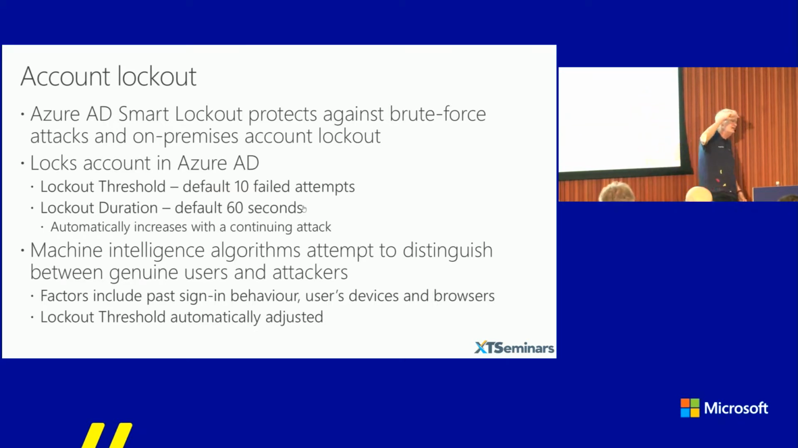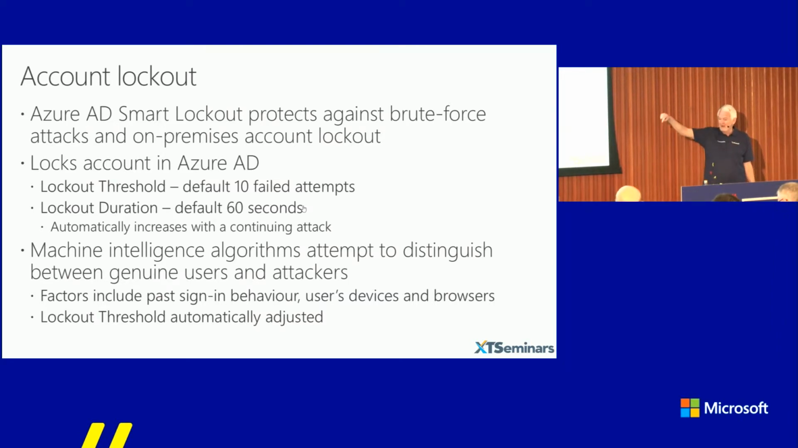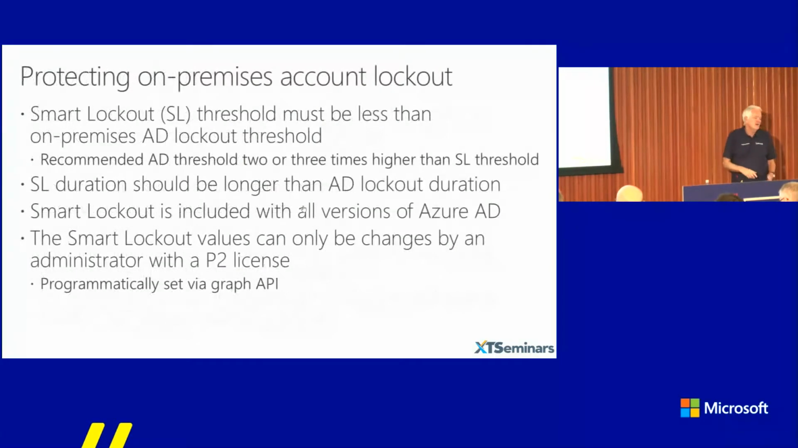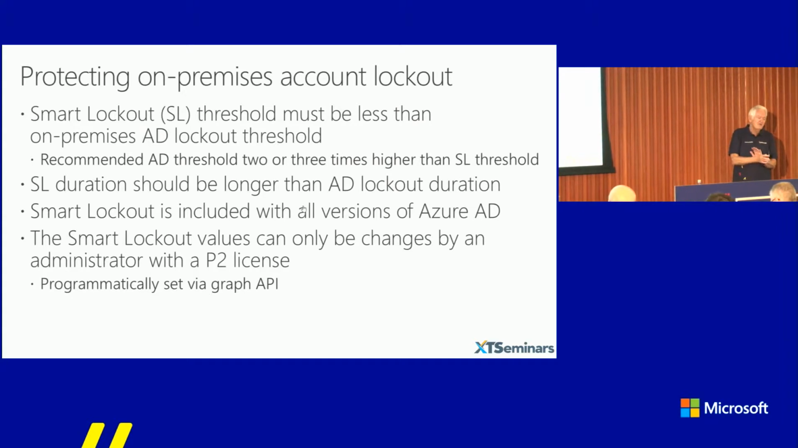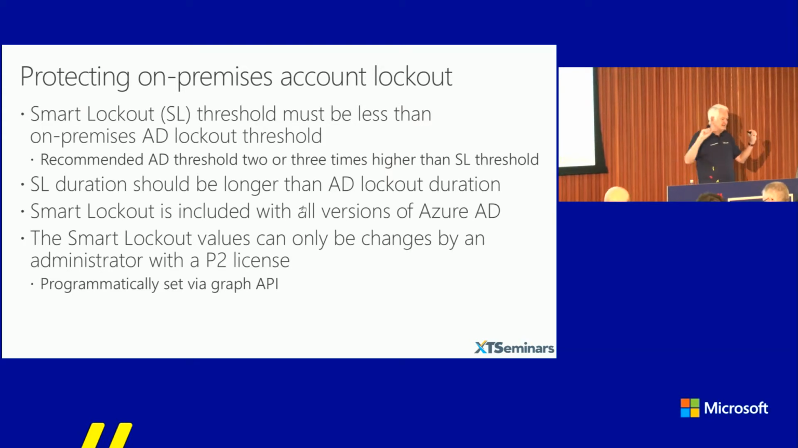What we've got to do is make sure that Azure AD locks out before on-prem locks out, right? Because otherwise we've lost the benefit. So you need to change it. The smart lockout threshold must be at least the on-prem AD lockout threshold. The recommendation, though, is to make it 2 or 3 times higher. The reason being, of course, the way the lockout's handled. There's a lockout counter per data center, so it's not absolutely precise. Plus, we've got the algorithms changing things, so the value could shift automatically.